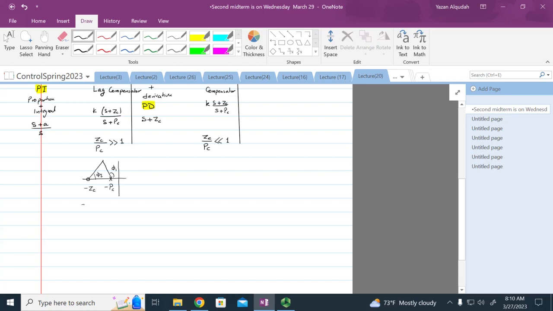Okay. So therefore, if I am at this location, and if this location used to be on the root locus, now I'm adding a pole and a zero. Is this location going to be on the root locus still?